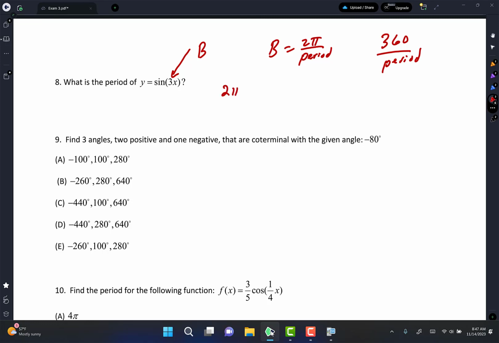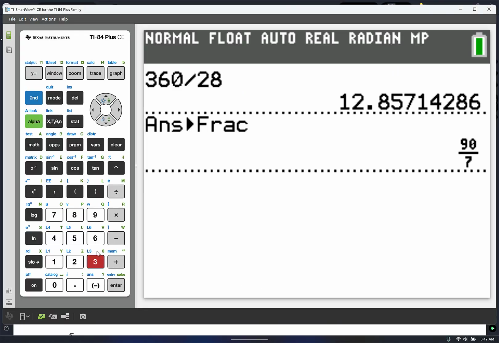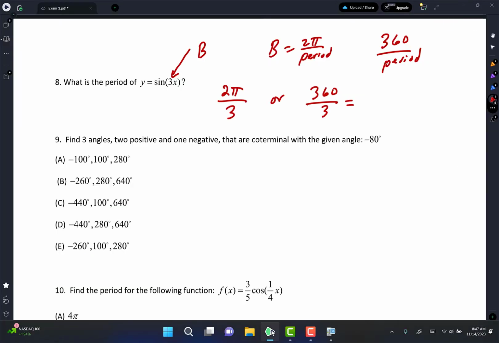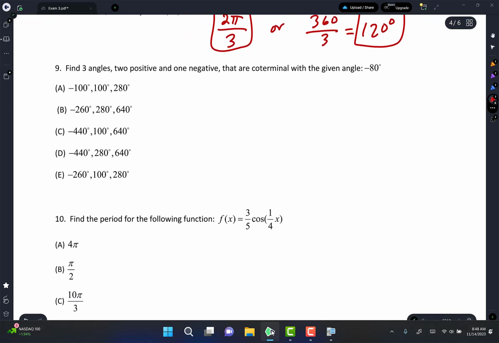So you can either say 2 pi over 3 or 360 over 3, and you didn't have to simplify, but if you did, you have to simplify correctly. So 360 divided by 3, you don't necessarily need a calculator for that, because you can just do 36 divided by 3, and that's 12, right? 120 degrees. So 2 pi over 3 or 120 degrees. It doesn't matter which one. Yay or nay? Okay.